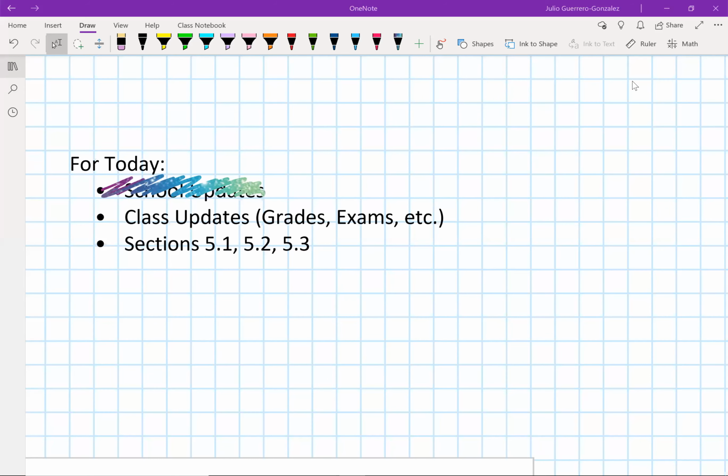All right, so for today, I've already done class grades and exams and stuff. Today, I want to do these two sections right here: 5.1, 5.2, 5.3. There is a chat question.